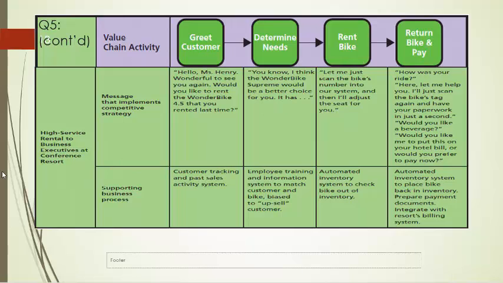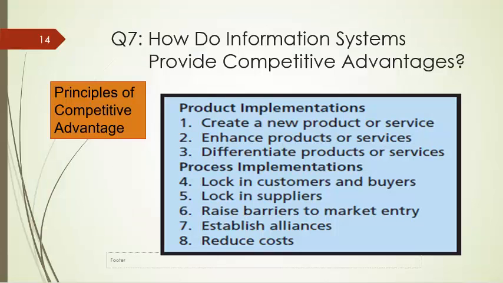So the next question is, how do information systems give you a competitive advantage? One way is that an information system may allow you to create new products or services that weren't available before. So you have the internet now, you may be able to reach customers that you hadn't been able to reach before, and provide new products and services because of that.